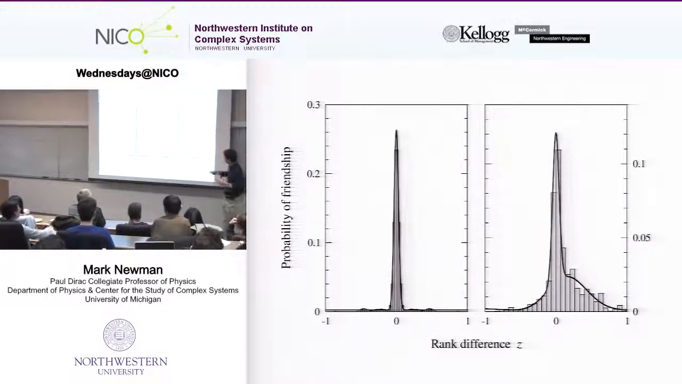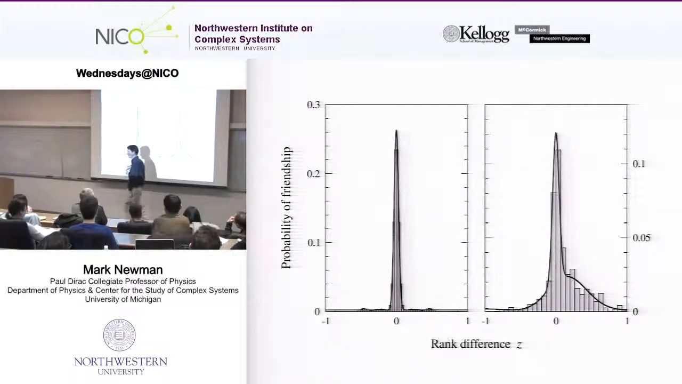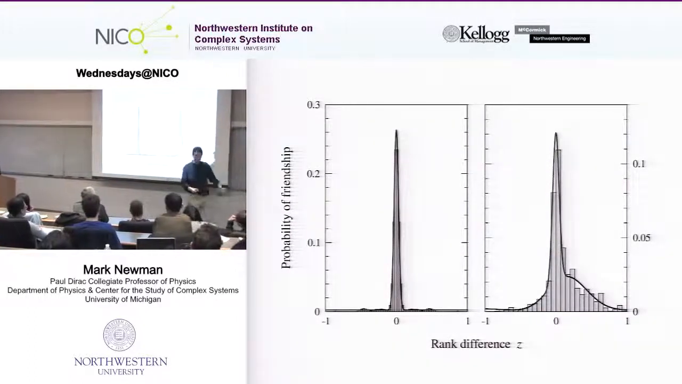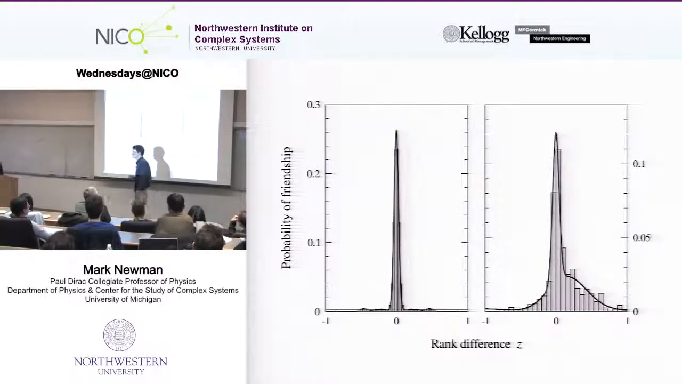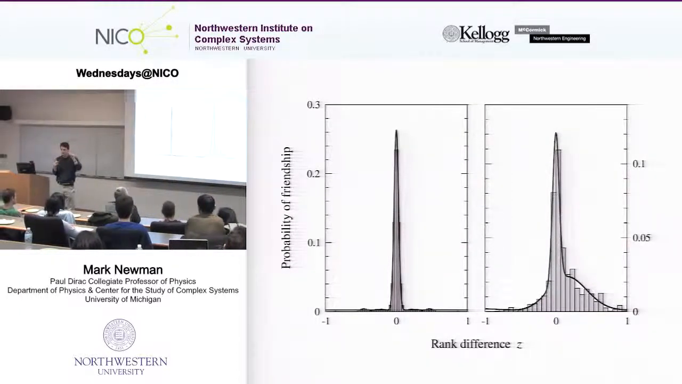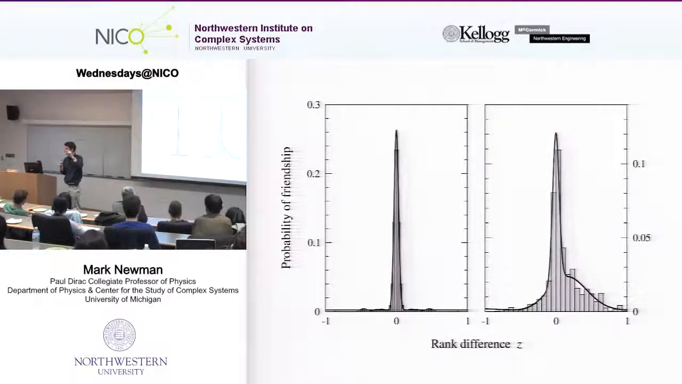What these plots are showing is the probability that there's a friendship between two people based on their rank difference. The plot on the left is for the bidirectional friendships, where both people say they're friends. On the left, what you see is a big spike right around 0. That's saying that almost all of the bidirectional friendships are between people who are ranked very similarly. If two people are both going to say that they're friends, then their status is almost exactly the same in this calculation.